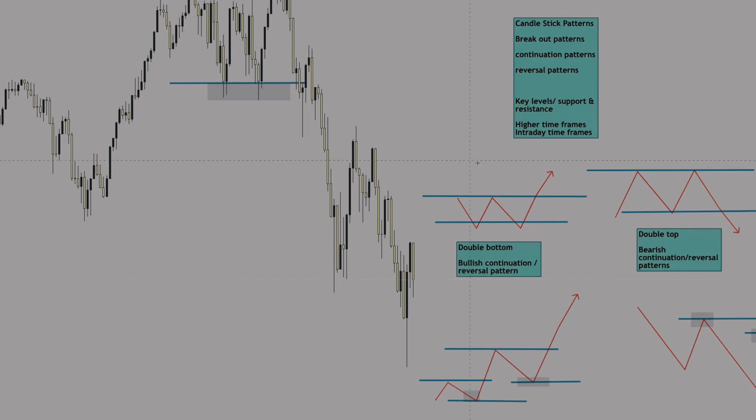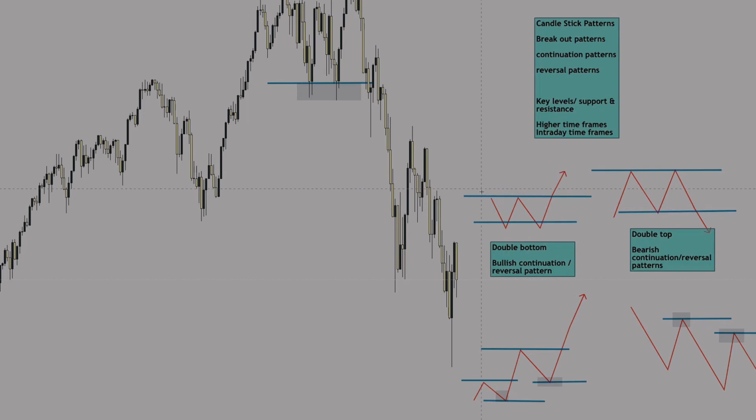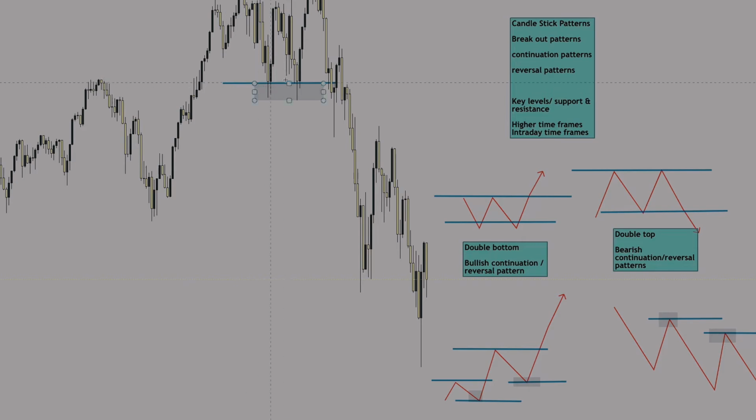So on this double bottom, you can see what happened. It did the exact same thing as I illustrated with these arrows. It came down, tested, came up, tested again, then pushed up higher, right? So this would be a continuation pattern in this sequence right here, in this area.